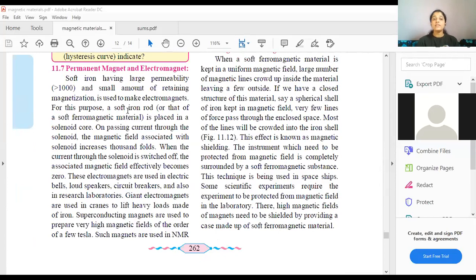All right, so let's move on. And a small amount of retaining magnetization. Small amount of retaining magnetization means if you remove the external magnetic field, you won't see any magnetic properties inside that material. It does not retain the magnetic properties. Which material? Soft iron. That is the reason such types of materials are used to make electromagnets.